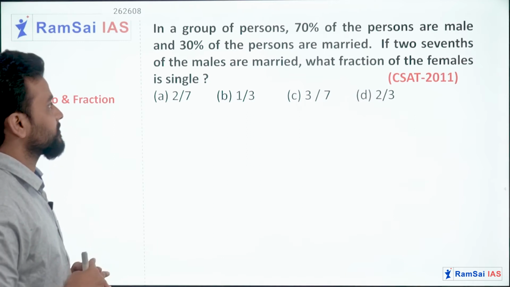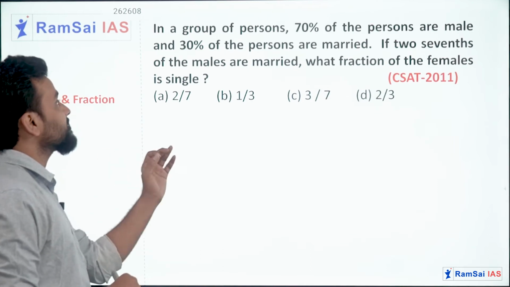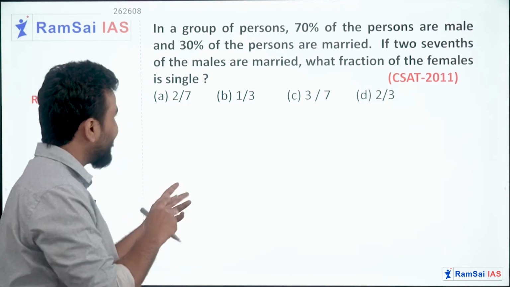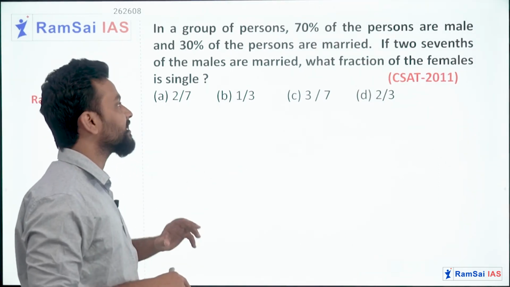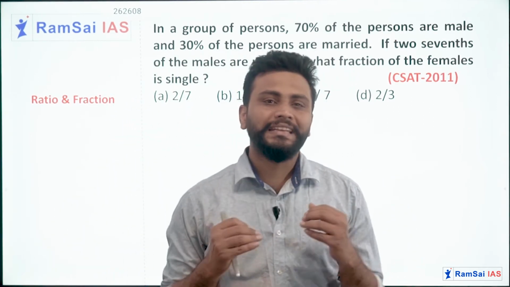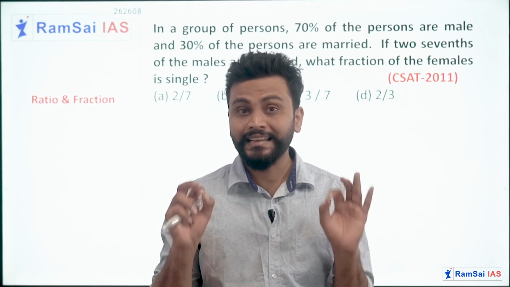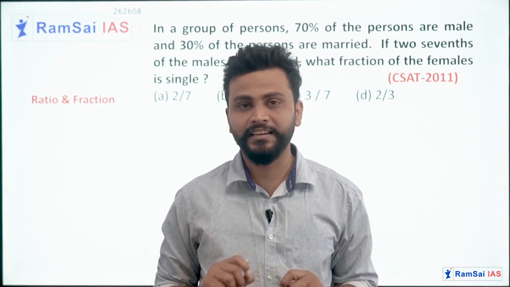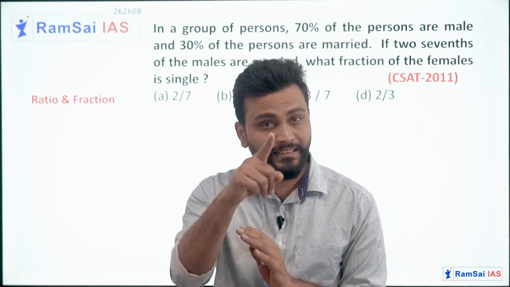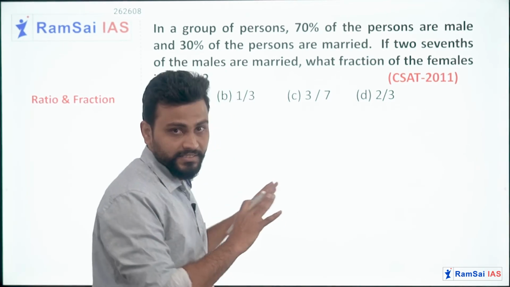In a group of persons, 70% of the persons are male and 30% of the persons are married. If 2/7 of the males are married, then what fraction of females are singles here? Guys, remember, whenever we need to deal with percentages or ratios, better to consider a number, then calculations will be very simple. Especially when it comes to percentages, consider a number equal to 100, which is suitable. With practice only you will get to know which number we should consider as 100, okay. So that calculations will be very simple.